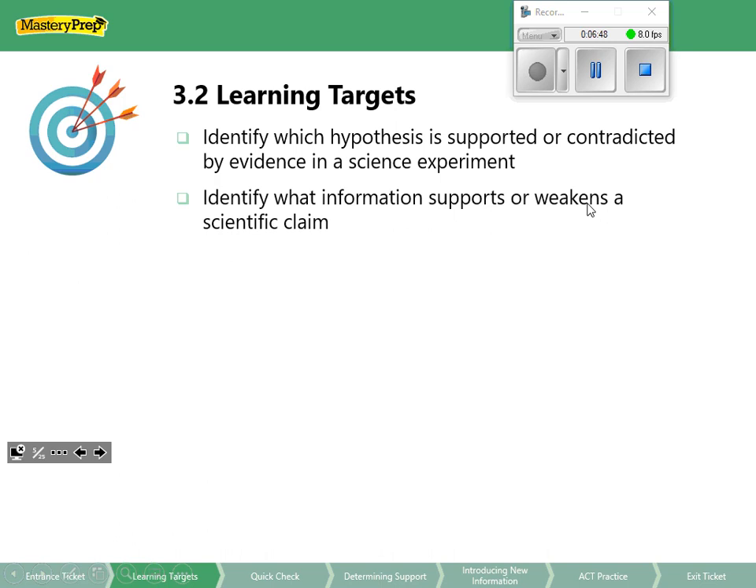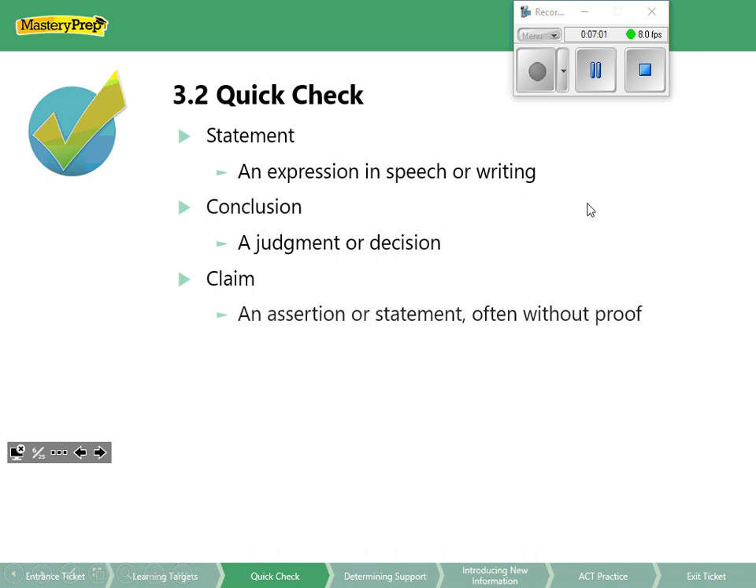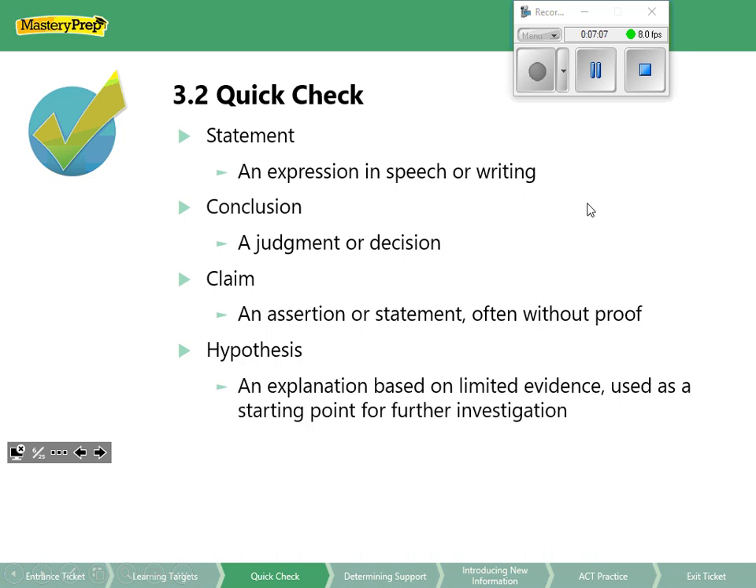Learning target, supporting hypothesis and information. Well, a statement is an expression in speech or writing. A conclusion, judgment or decision. Claim, an assertion or statement often without proof. A hypothesis, an explanation based on limited evidence used as a starting point for further investigation.